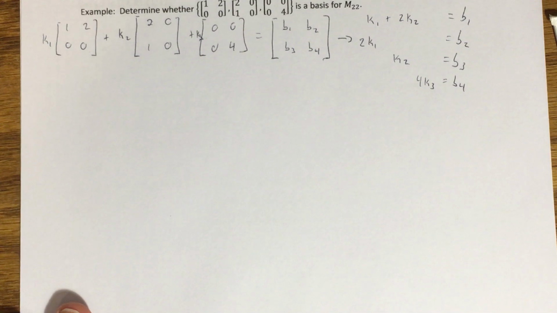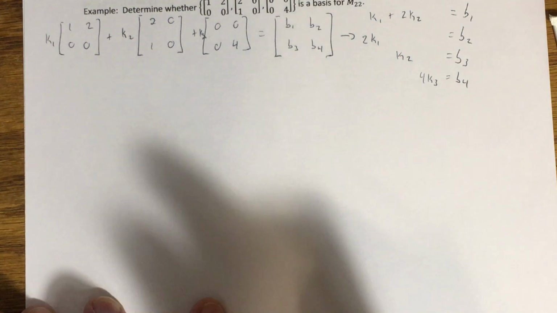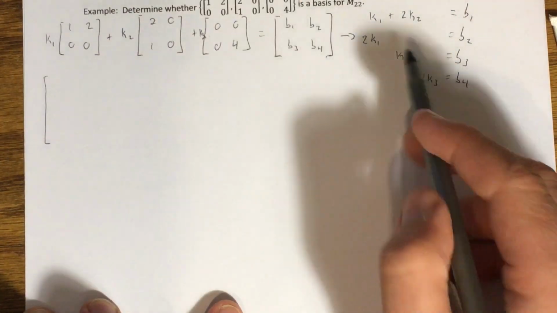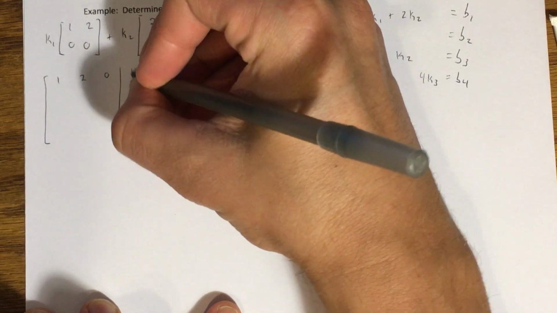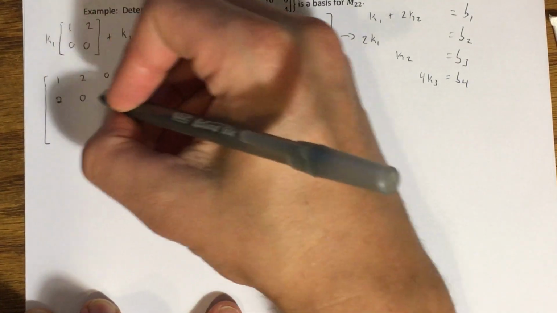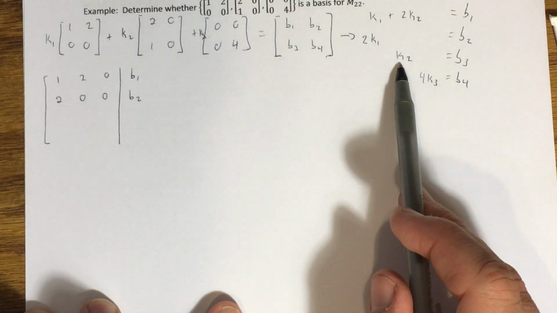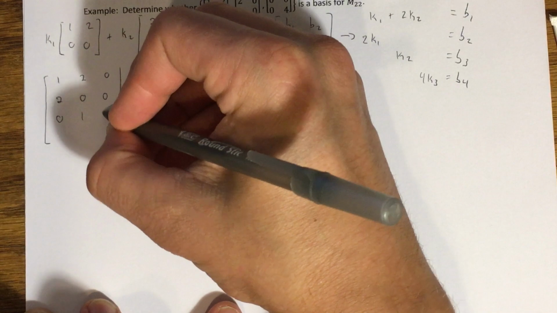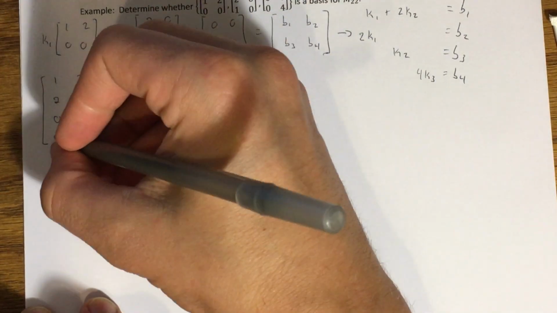I'm going to do this one not in the form of a matrix equation like we did before, but in the form of an augmented matrix, kind of the first way that we looked at solving linear systems. So that's going to look like this. I'm going to have 1, 2, 0, augmented with B1. Then 2, 0, 0, with B2. Then 0, 1, 0, with B3. And then 0, 0, 4, with B4.